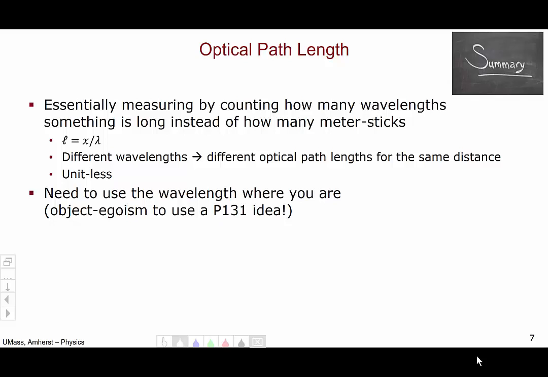This is essentially returning to the very fundamental Physics 131 idea of object egoism.